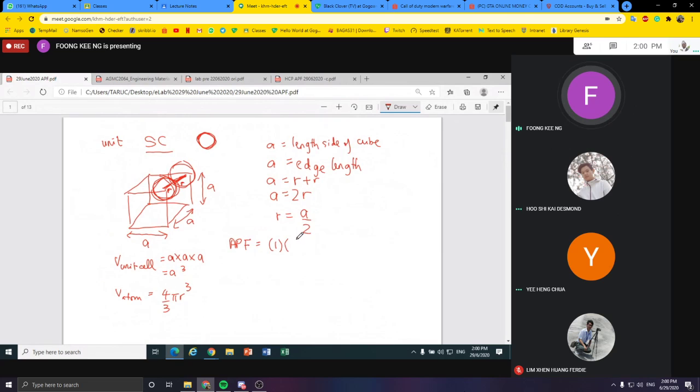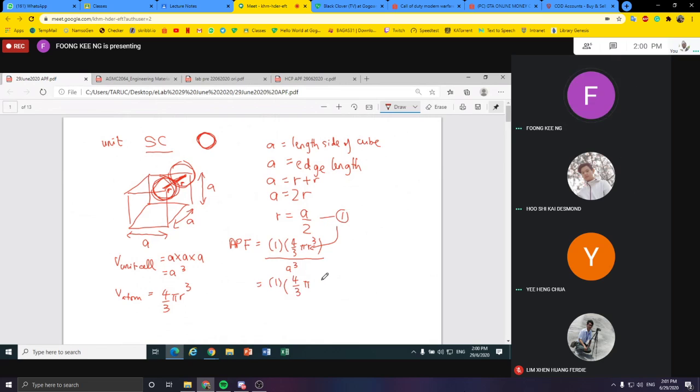What's my volume of one atom? 4/3 pi r cube. Correct? Over what's my total volume of the unit cell? a cube. All right, so take out a calculator now. Do I have r? I have equation 1, so I substitute this into here. So take out a calculator. Calculate now. See what you get.